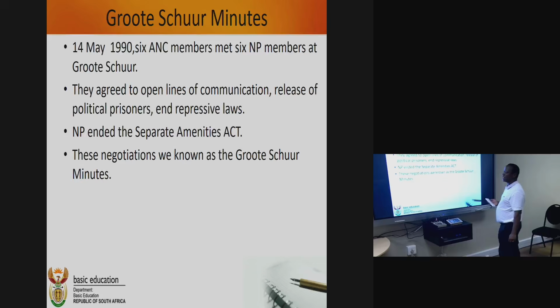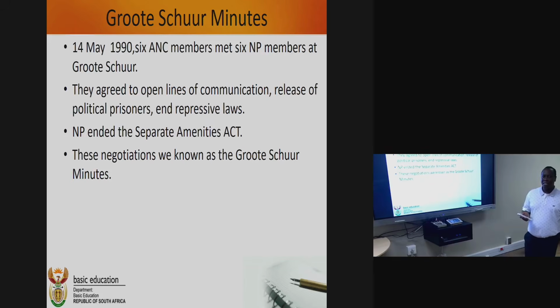Now, we will start with the CODESA Minute. The CODESA Minute was on 14 May 1990. There were 6 members of the ANC, and they met their counterparts, 6 members of the National Party, in Cape Town. Those negotiations were known as the CODESA Minutes. What is important is what was agreed upon in these minutes. Both the ANC and the National Party agreed to open lines of communication. The National Party would release the political prisoners and end repressive laws. The National Party ended the Separate Amenities Act.